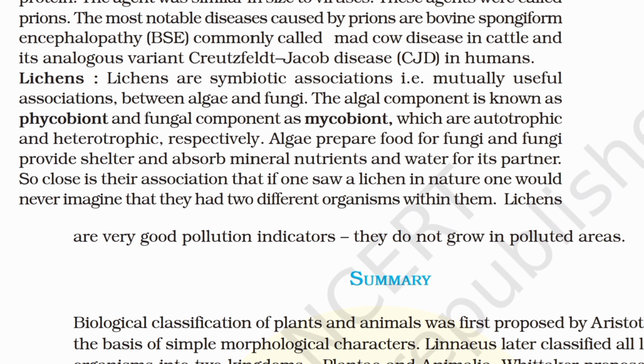So close is their association that if one saw a lichen in nature, one would never imagine that they had two different organisms within them. Lichens are very good pollution indicators. They do not grow in polluted areas.